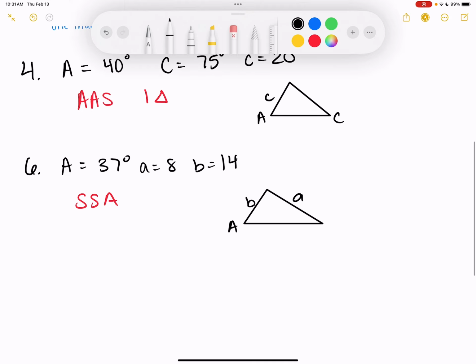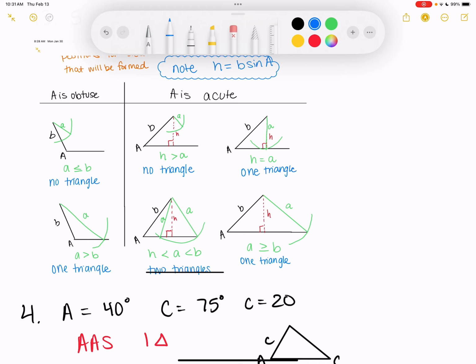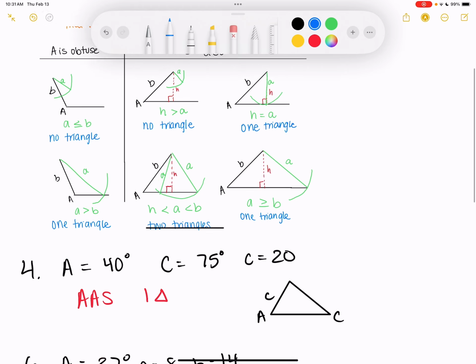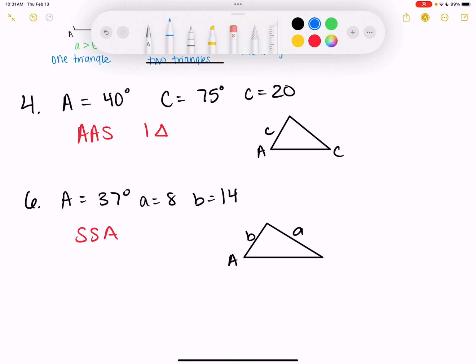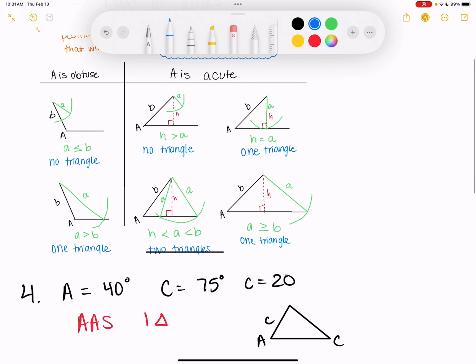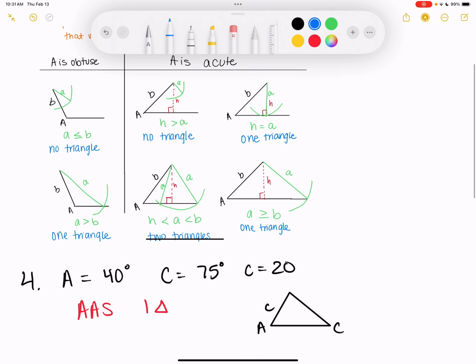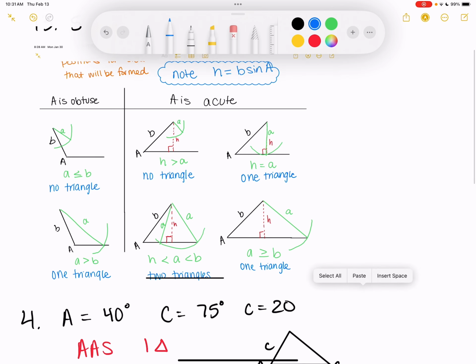So, didn't we just say that SSA was 2 triangles? No, I said we have to look at this chart and we determine it can be no, 1, or 2. All right, is this angle acute or obtuse? Acute. Acute has 4 options. There's no triangle, there's 2 options for it to be 1, or there's 2 triangles. So I need to look at A compared to B.